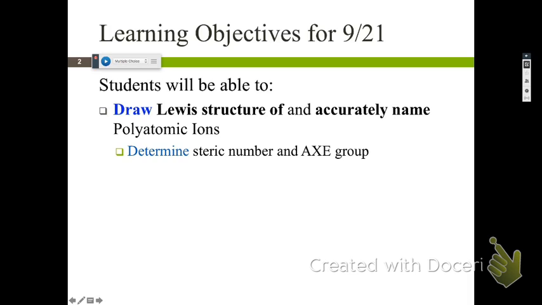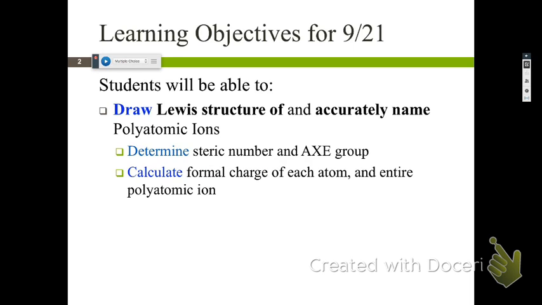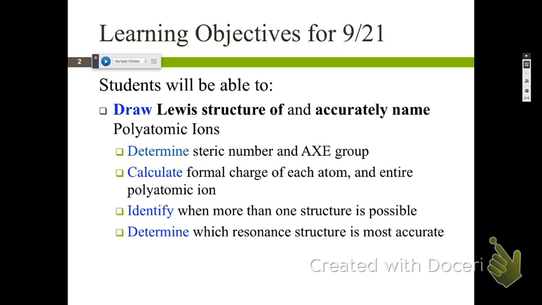So in drawing Lewis structures accurately, that means that you'll be able to determine the steric number, which hopefully you guys have been working with some, as well as the AXE representation, which you might not have heard of yet. You'll need to be able to calculate the formal charge of every single atom within a molecule, and then use that to identify when more than one structure is possible. And then from that, you'll be able to determine which resonance structures are most stable and accurate.